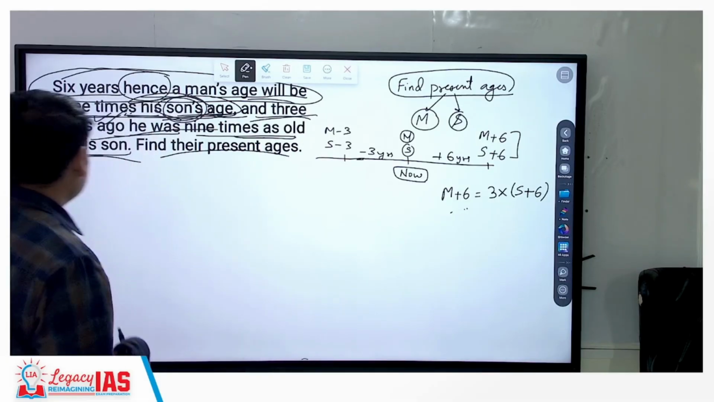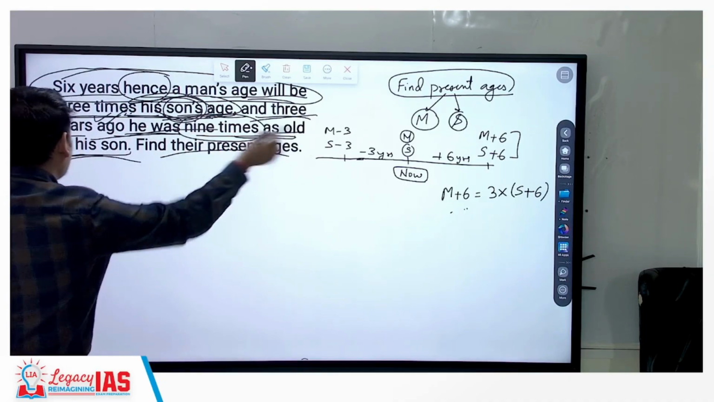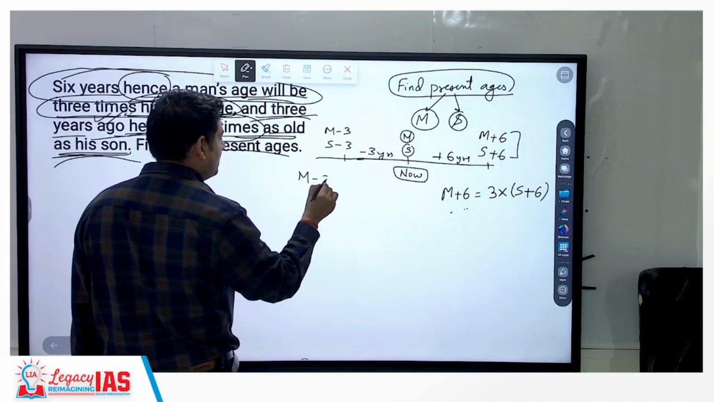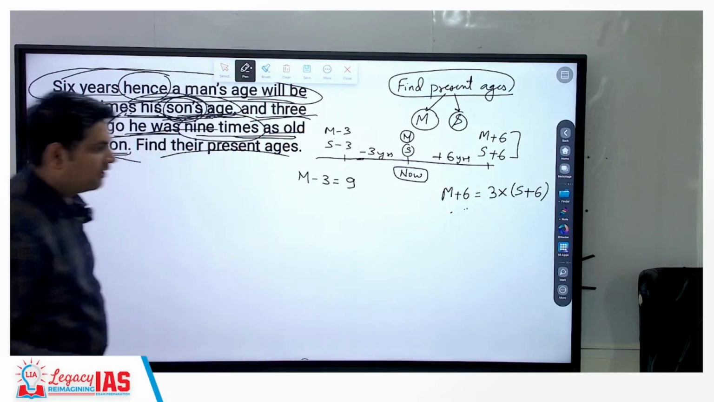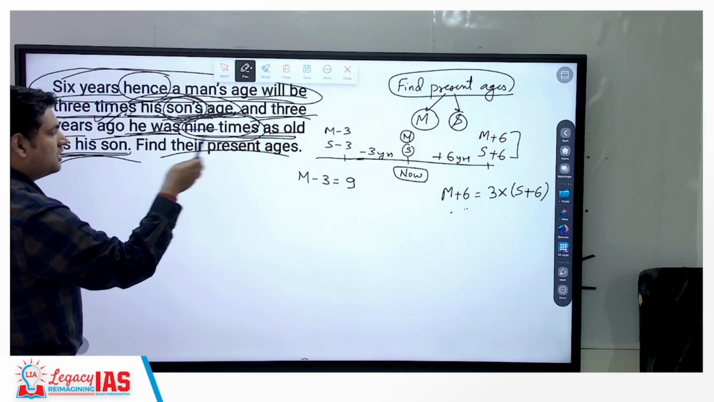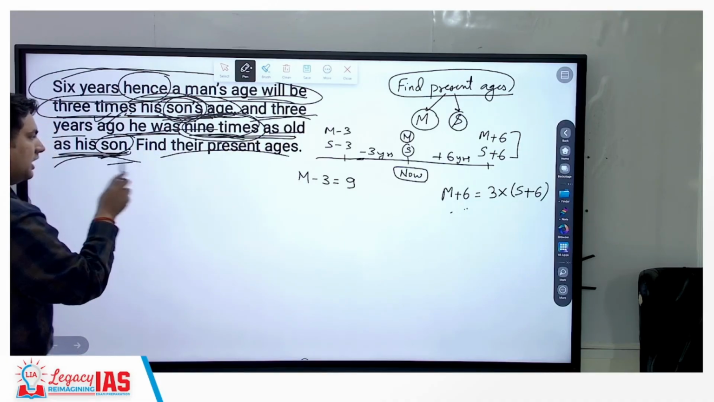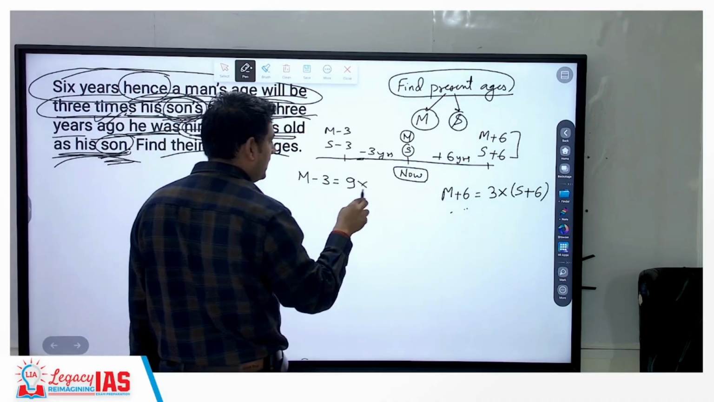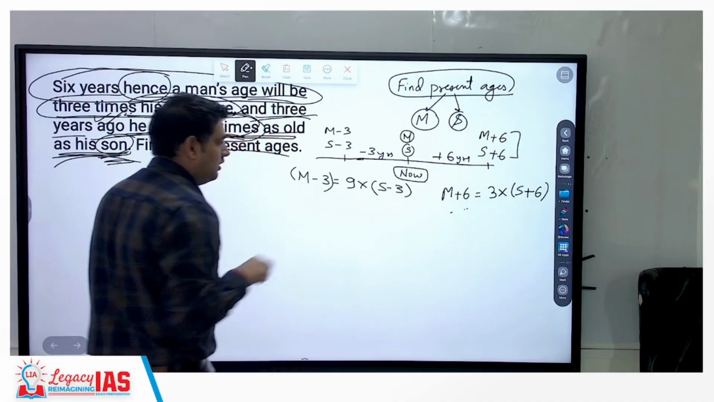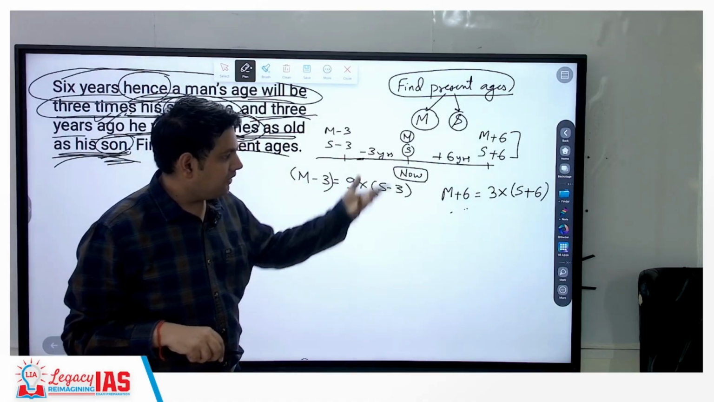Now let's see what condition is given. 3 years ago, he was 9 times as old as his son. What is the relation given? M minus 3 was 9 times of what? As old as his son. So after 9 times, what is the person you are getting? Son. So with son, you write 9 times as old as his son. Done? Okay. So m minus 3 is equal to 9 into s minus 3.